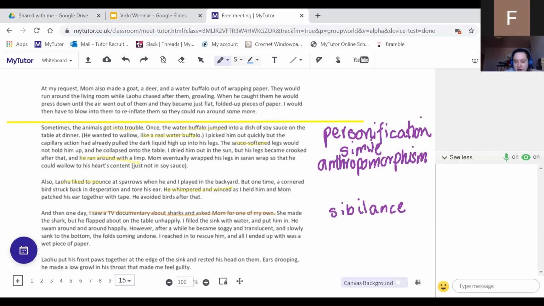So let's choose a different highlighter colour. We're now looking for evidence that he is spellbound by his mother's creations. So here we go, let's perhaps look at the second part then. "I filled the sink with water and put him in. He swam round and around happily. However, after a while he became soggy and translucent and slowly sank to the bottom, the folds coming undone. I reached in to rescue him, and all I ended up with was a wet piece of paper."